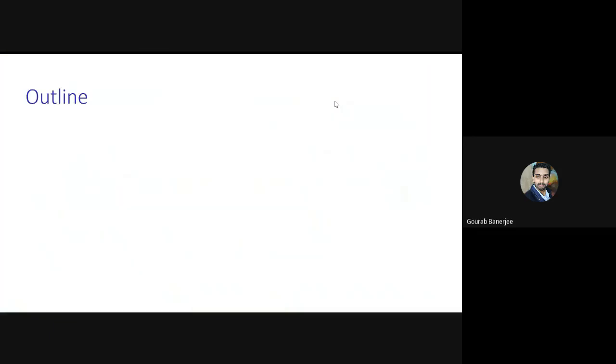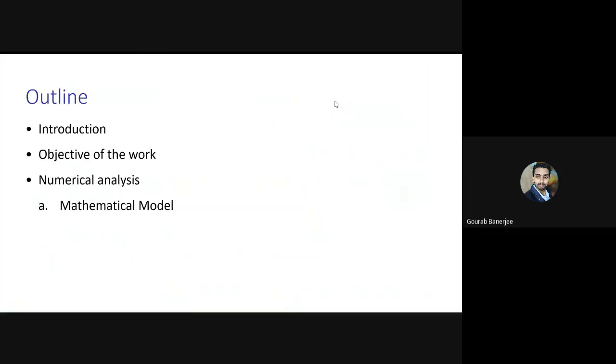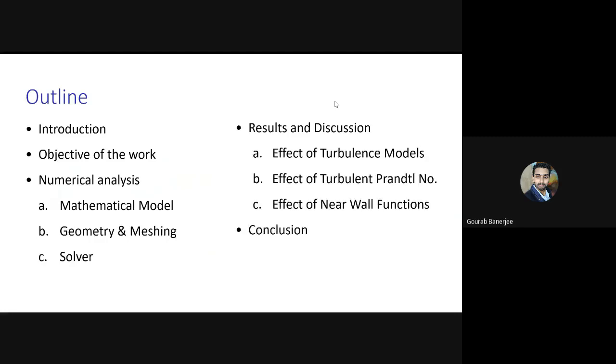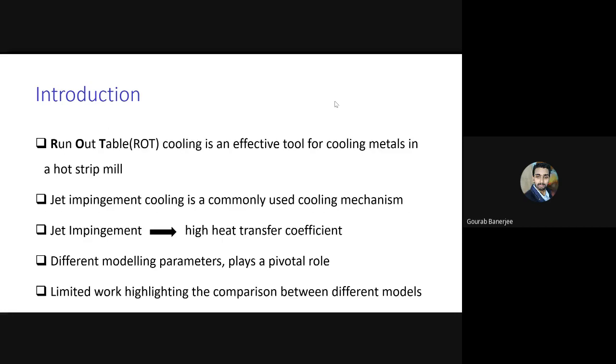So this is the basic overview or outline which I will be covering throughout this presentation. In the introduction, the basic topic we will be dealing with is ROT cooling, or runout table cooling. This is an essential and very effective tool for cooling metals in a hot strip mill. Almost all steel or metal industries use this ROT cooling method to cool hot metals.